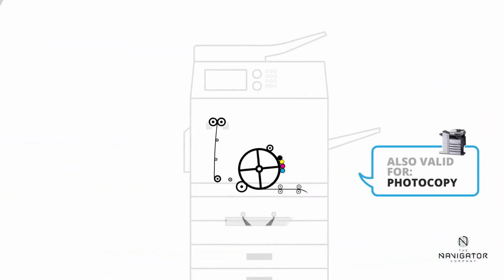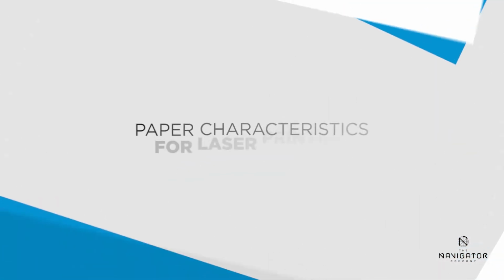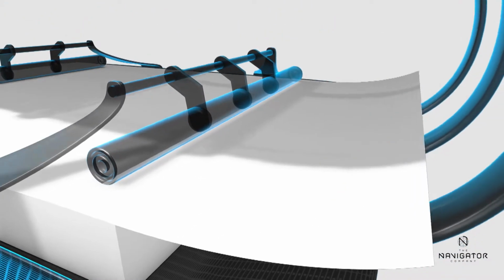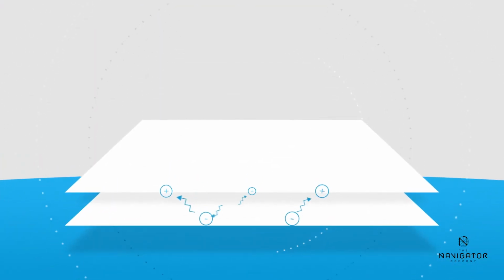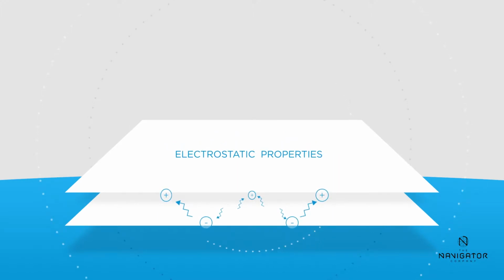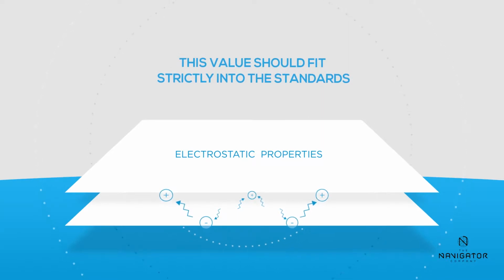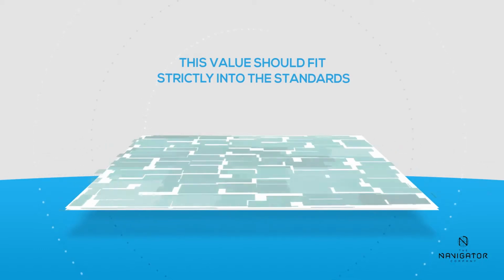Let's start with laser printing. Paper should have some characteristics for trouble-free printing. Paper should have a clear cut without hanging and bundles of fiber. An even cut of paper prevents sheets from sticking to each other. An important characteristic is also surface resistivity, which determines the electrostatic characteristics of paper. This value should fit strictly into the standards, otherwise sheets will stick to each other and the toner will not be properly placed, leading to poor image quality.